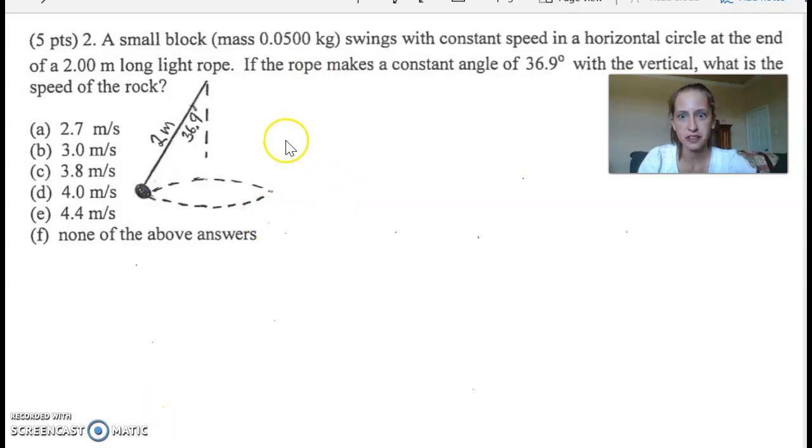Okay, hello. This one's a bit of a doozy, so I'm going to talk fast so I don't waste time. So we've got a block that's swinging. It's going in a circle. We got some tension here. When in doubt, start with a free body diagram.